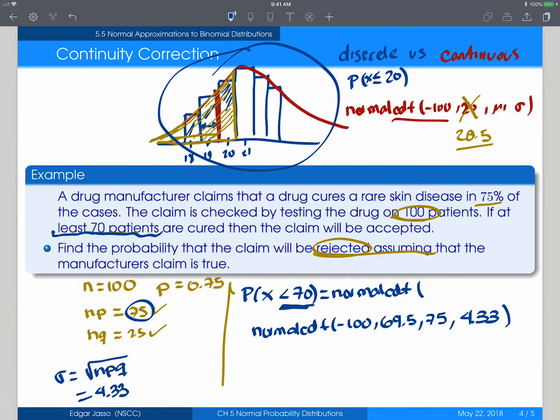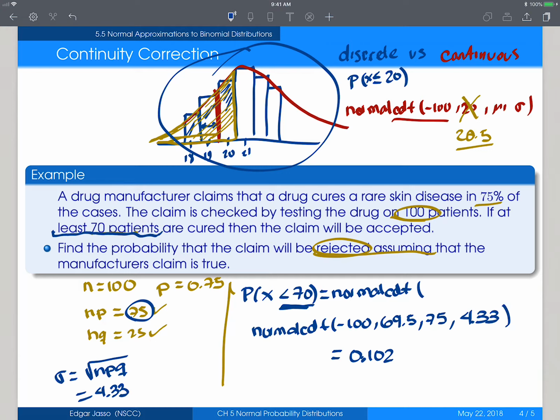Okay, so then I get, now listen to this, normal CDF of a lower number, a negative number, up to 69.5, under the mean of 75 and standard deviation 4.33. And we get 0.102. So it's about a 10% chance that the claim will be rejected.